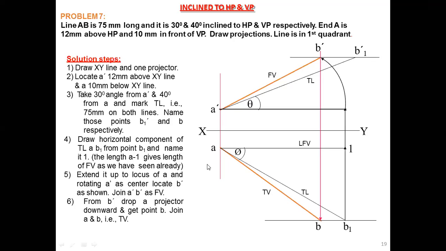Then come to point A. From here, what is the angle of inclination? 40 degrees with respect to VP. Where the line is inclined to VP at an angle, that angle of inclination we can see in the horizontal plane. So from A, you draw a line at an angle of 40 degrees, take 75 mm, and cut this line from this point A. This 75 mm long line, so that is your locus of B.